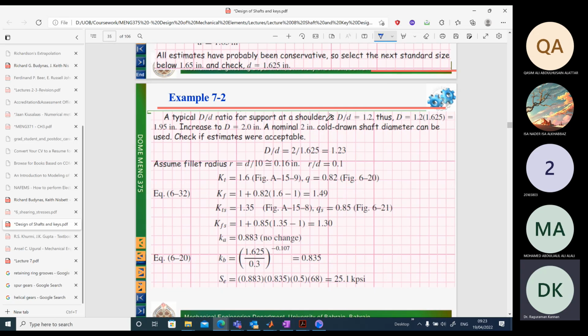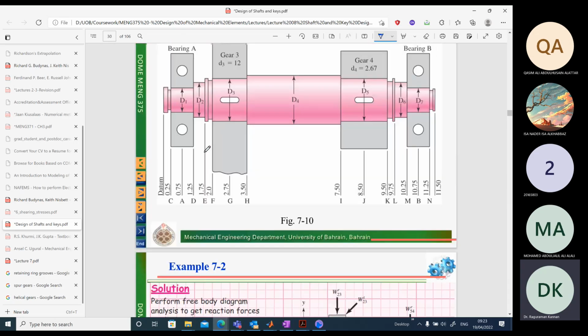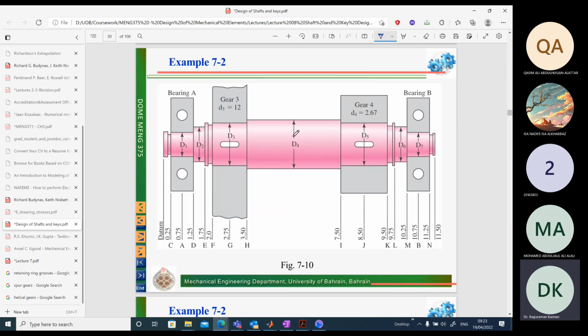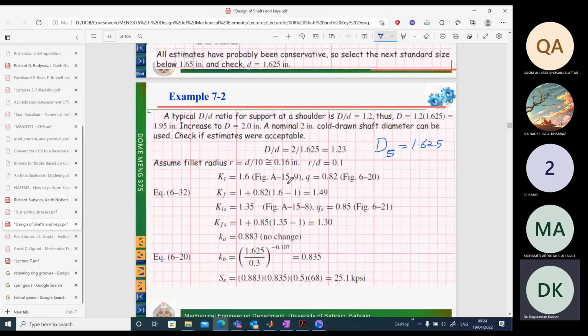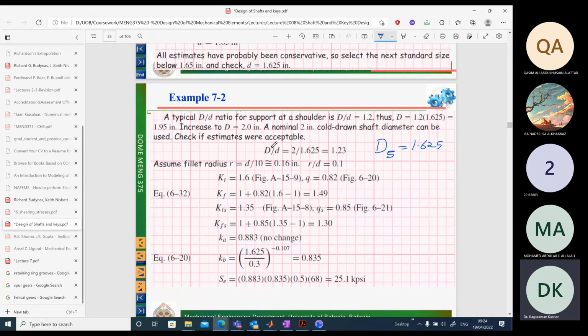Okay. Now let's see. Here we are going to write it here. D5 is equal to 1.625. This is page 35. Let's go back. We want to also estimate D4. Okay. So our D4 will be your capital D here. Capital D, and we want to estimate what is D4.